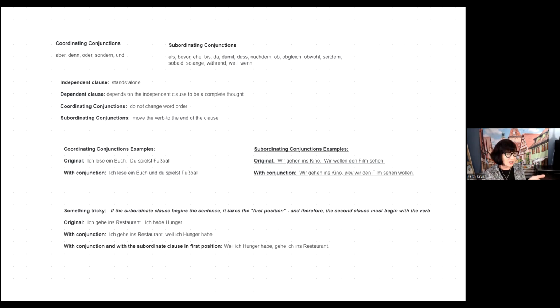What is the subordinate clause? It's also known as a dependent clause. It cannot stand alone. And it depends on being attached to an independent clause to have a complete thought. So now, if you'll skip down to the subordinating conjunctions examples.